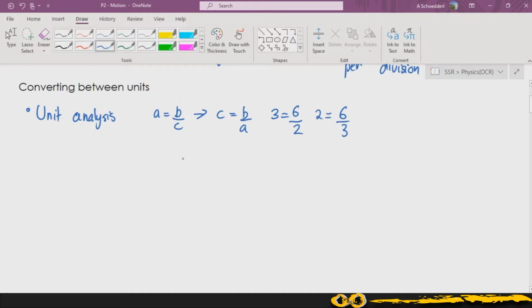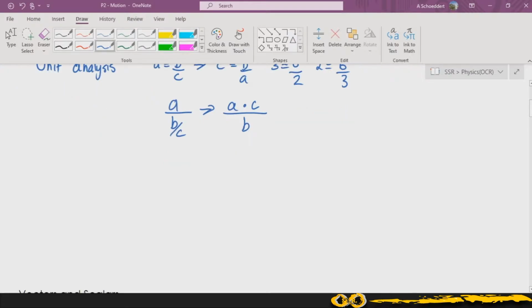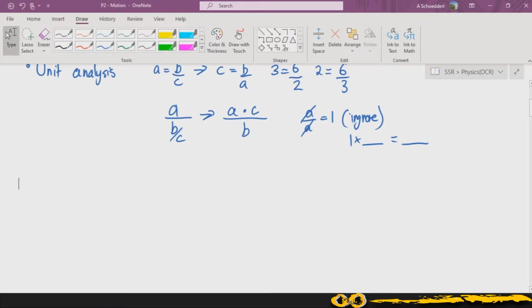Another thing that we need to know is that A divided by B divided by C is the same thing as A times C divided by B. We can flip that bottom fraction and put them together. The final bit of mathematical truth is that A divided by A is equal to 1, and in an equation we can ignore it, because we know that 1 times something is just that something. What we usually do in an equation is we say that A over A cancels each other out. When you combine all of these things together, you can do unit analysis properly.